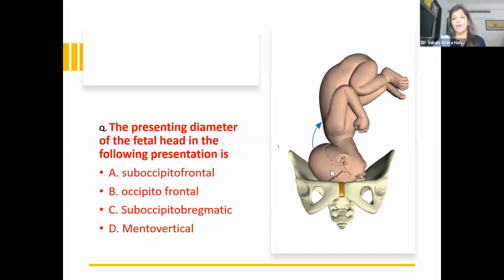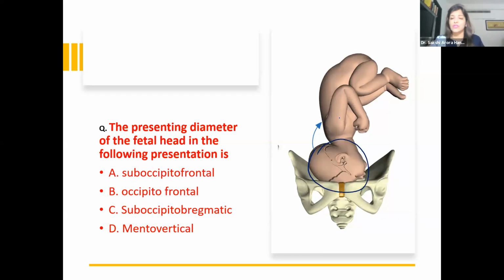So first what you have to identify is what is the presenting part, and then you have to identify what is the presenting diameter. Now, as you can see, the presentation is cephalic. Why is the presentation cephalic? Because it is the head of the fetus which is lying in the lower part of the uterus, right? But it is the presentation. The engaging diameter or the presenting diameter depends on the presenting part.